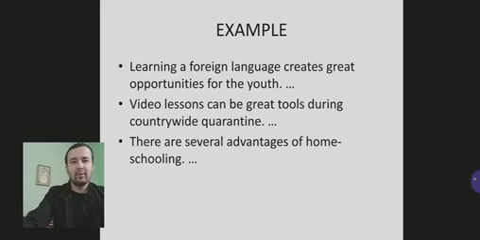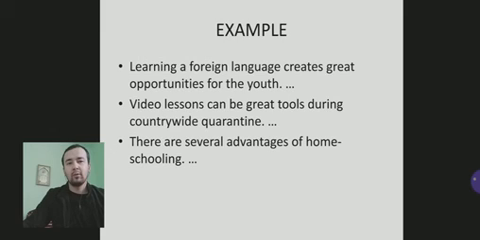For example, here we have the topic sentence. Learning a foreign language creates great opportunities for the youth. If you include the old people in this paragraph, it's not good. So that's why you have to talk about youth, you have to talk about learning a foreign language and opportunities for the youth. The second one, video lessons can be great tools during countrywide quarantine. Okay, so this is also a topic sentence. So we should discuss video lessons and countrywide quarantine in this paragraph.